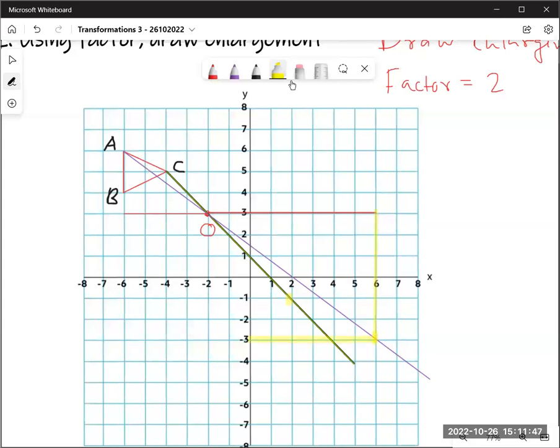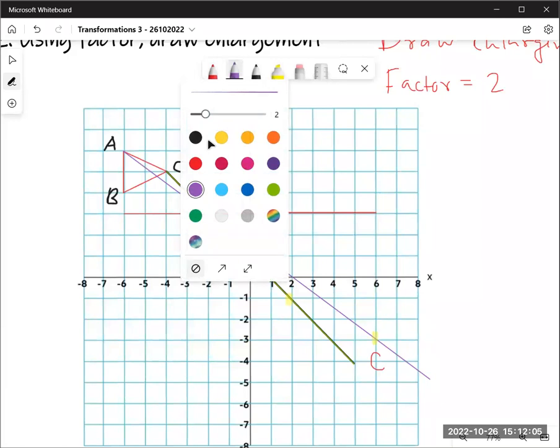So my new point C dash is going to be where? Right here. Okay, that's fine. That's what we're doing. All right. Next thing we have to look at is where is the last one, B?